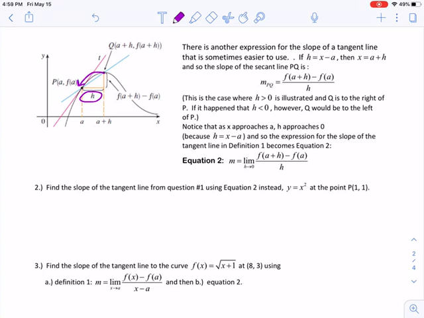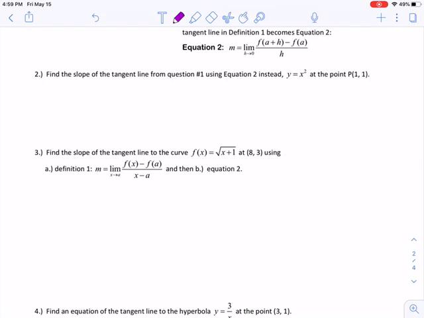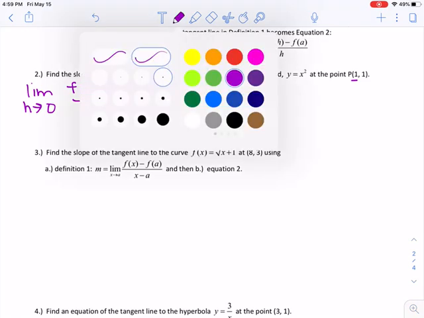Let's try that with our same problem that we did on the front side, y equals x squared. Let's use this second definition and see if we can get the same slope. So I'm going to find the limit as h approaches 0 of f of my a, which is my x coordinate. So I'm going to have f of 1 plus h minus f of 1 all over h. Now I'm going to plug 1 plus h in for my x and 1 in for my x.